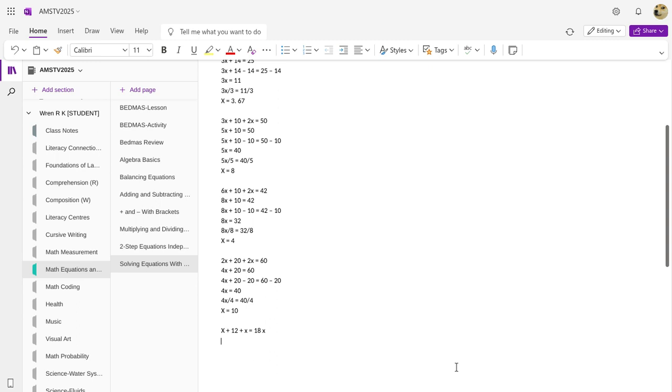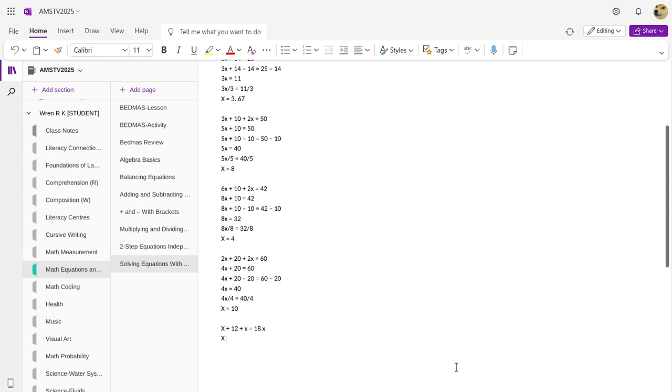Well, if I have 1 x and then I have another x, how many x's do I have? 2x. Haven't touched the 12 yet. Okay, so I've got 2x. Haven't touched the 12. Haven't touched the 18x.